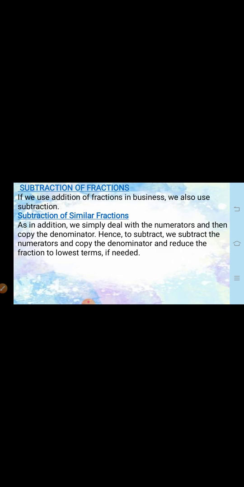So like in subtraction, we also have subtraction of similar fractions. As in addition, we simply deal with the numerators and then copy the denominators. Hence, to subtract, we subtract the numerators and copy the denominator and reduce the fraction to lowest terms if needed. The same process as addition of similar fractions, but we use subtraction. So we use the minus. Okay, so 15 over 16 minus 8 over 16. We have the same denominators, which is 16.